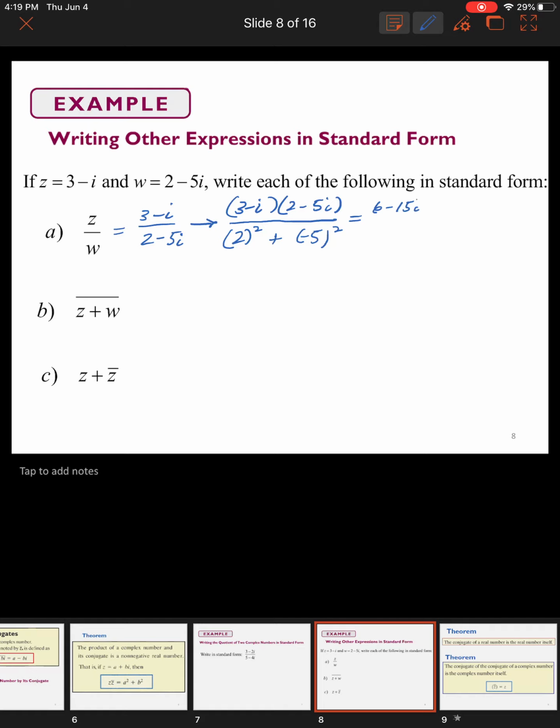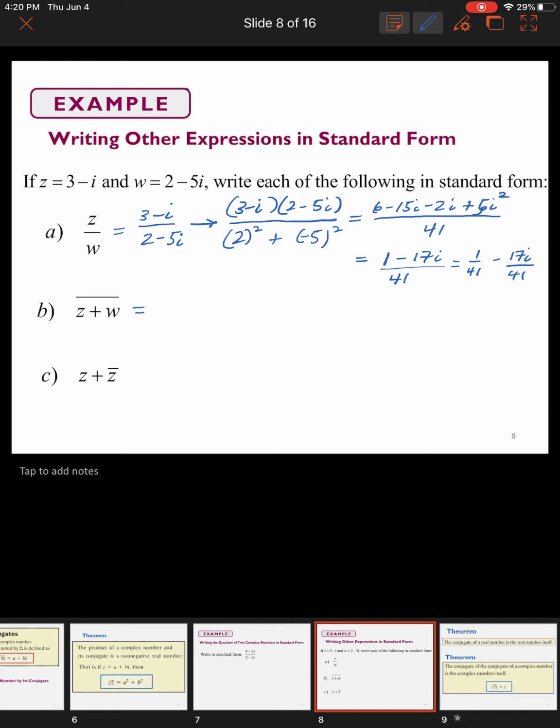We have 6 minus 15i minus 2i plus 5i squared, all over 41. I didn't mean to say 6i squared, it's 5i squared. And that will give us 1 minus 17i over 41, and that equals 1 over 41 minus 17i over 41.